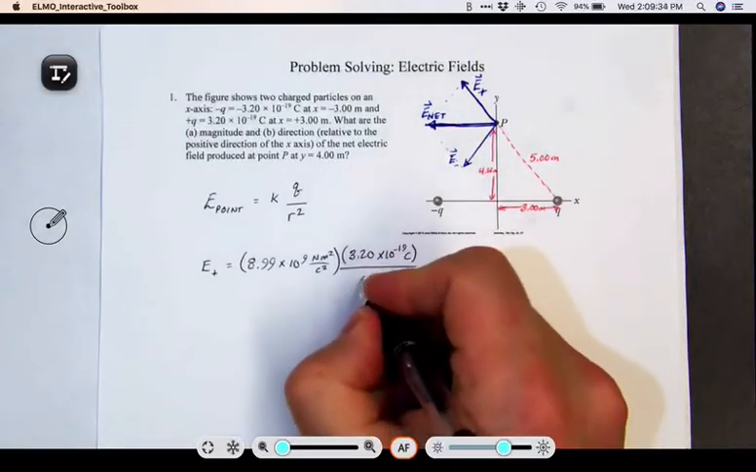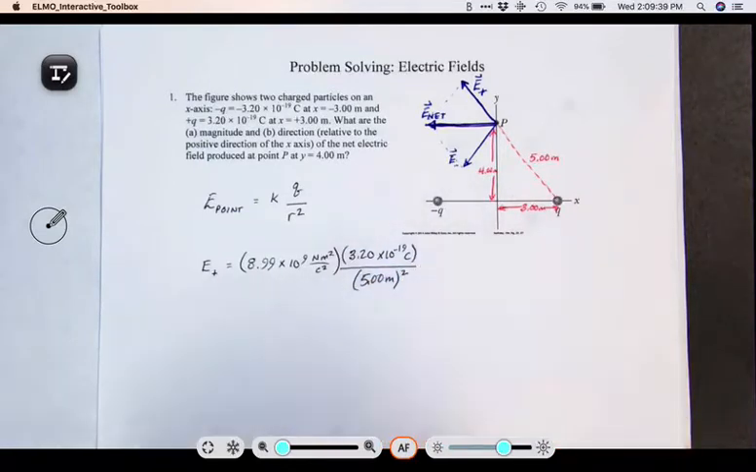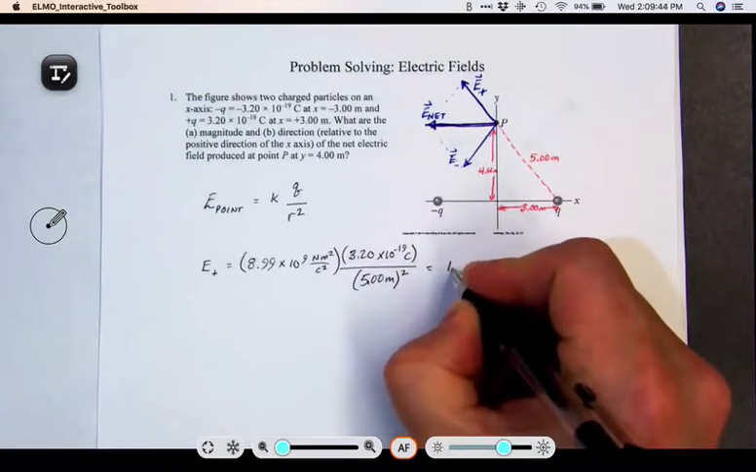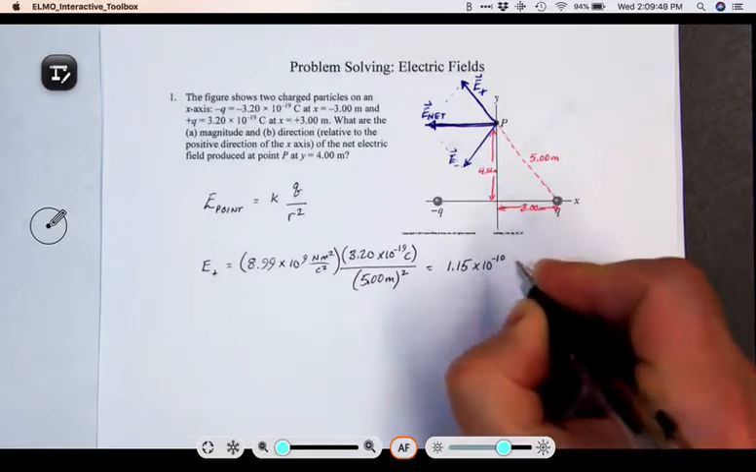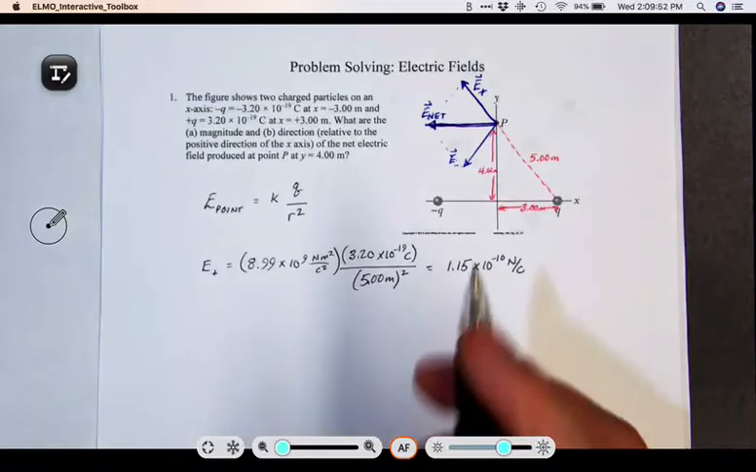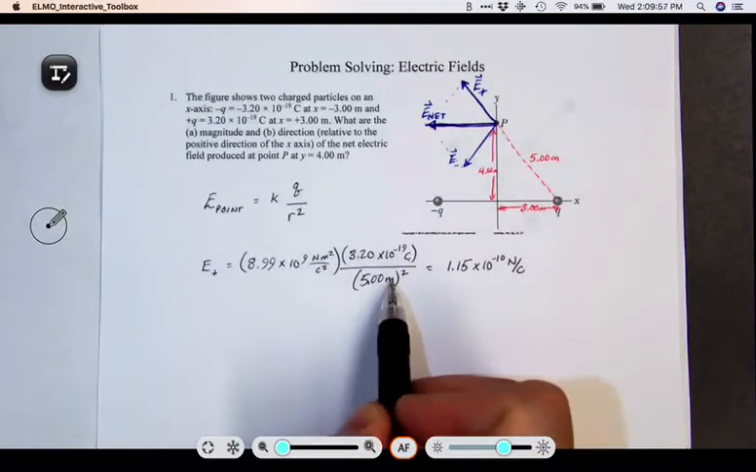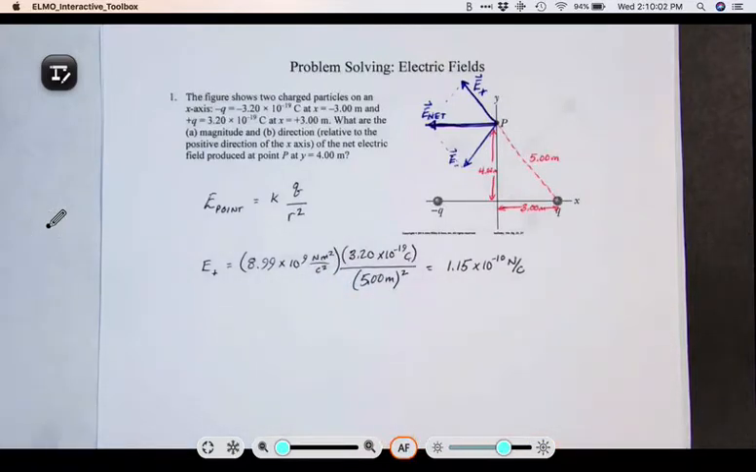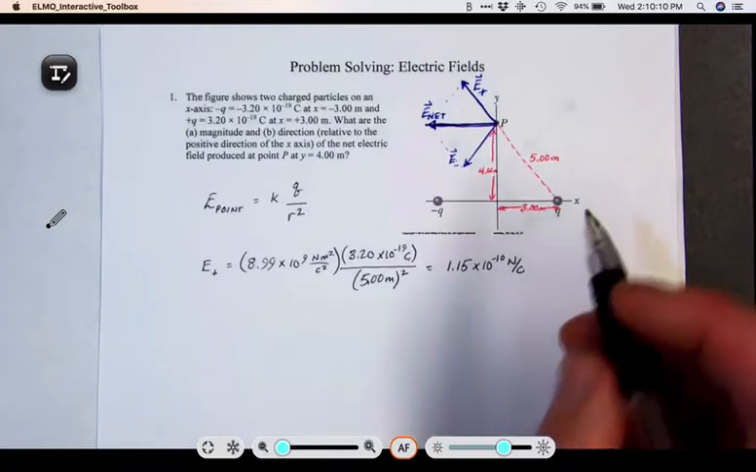So I'm going to have 5 meters in the denominator. Make sure I square that. And if I punch all those numbers into my calculator, I get 1.15 times 10 to the negative 10 newtons per coulomb. How do we get those units? Well, a coulomb here is going to cancel one of the coulombs here. Meters squared is going to cancel meters squared here, and we're left with newtons per coulomb. Electric field, after all, tells us how big the force per some amount of charge is at a location in space. So that's step one.